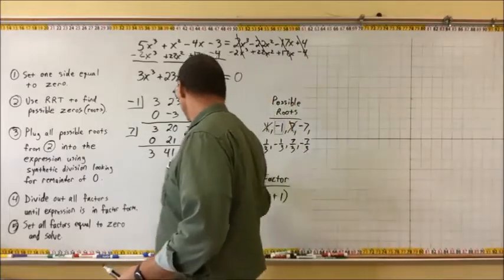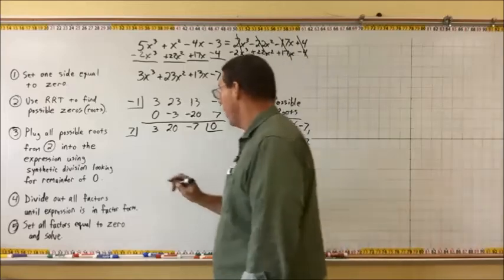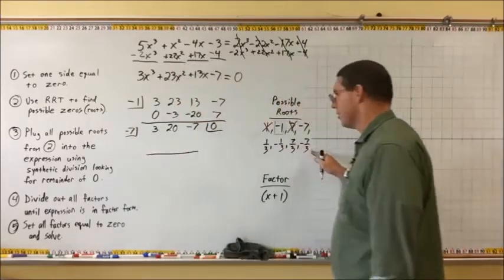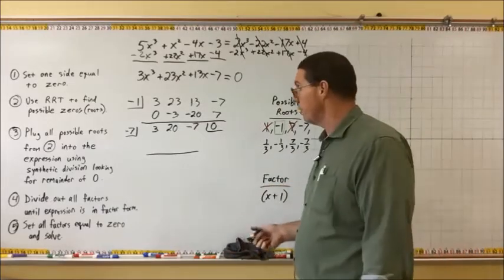Alrighty. Now let's try negative 7. That's the next one on our list, negative 7. I really hope this is a root, because if it's not, we're going to have to start trying fractions here. I'm not excited about it. I don't mind doing it, but it just takes a little more time and a little more work.